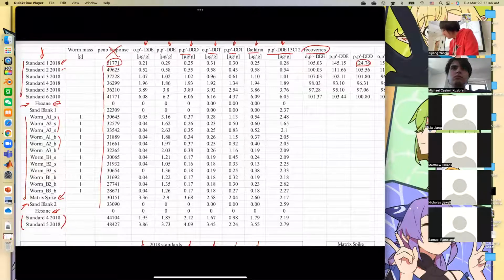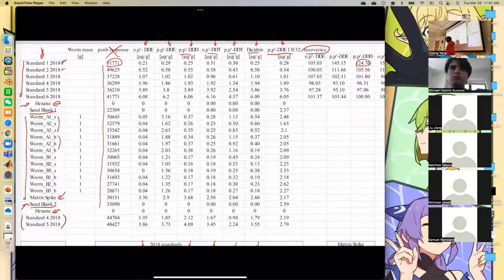which is the instrumental blank, if this equals 0. And we can see the instrumental blank, which is hexane, equals 0, which means it is good. And then we look at the sand blank. The sand blanks are here. We can see the sand blank is 0 for all of the samples, but the sand blank is not 0 for the surrogate spike.